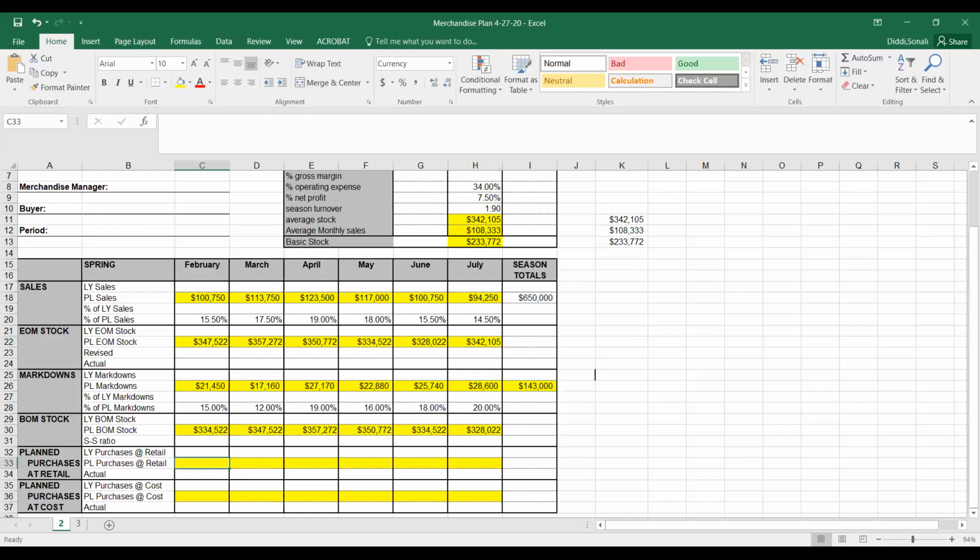So now as we are calculating our planned purchases at retail, remember sales plus EOM plus markdowns minus BOM gives you your planned purchases at retail. Sales plus EOM plus markdowns minus BOM gives you your planned purchases at retail.